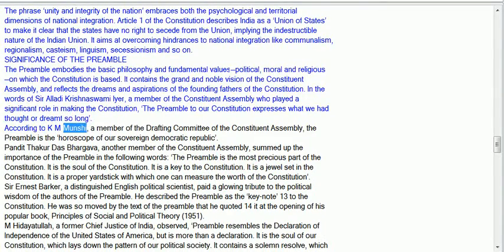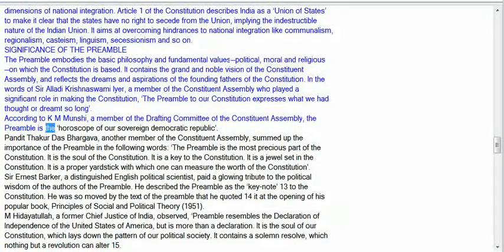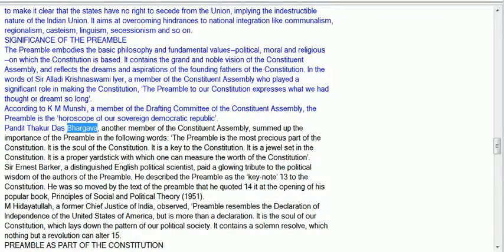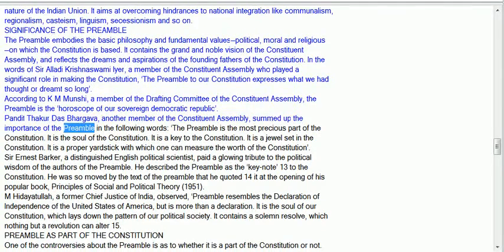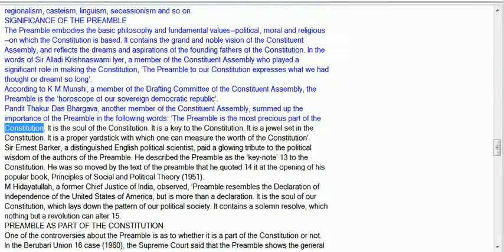According to K.M. Munshi, a member of the drafting committee of the Constituent Assembly, the preamble is the horoscope of our sovereign democratic republic. Pandit Thakur Das Bhargava, another member of the Constituent Assembly, summed up the importance of the preamble in the following words: the preamble is the most precious part of the Constitution.